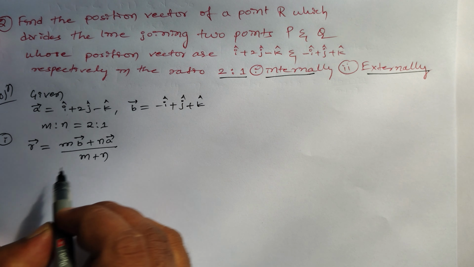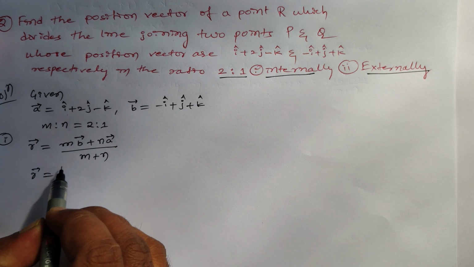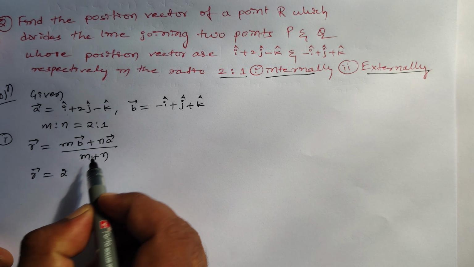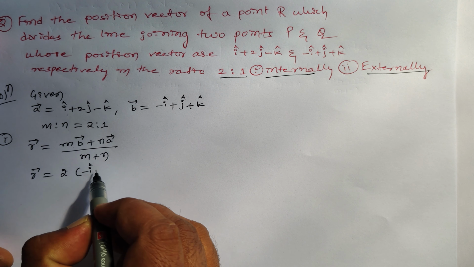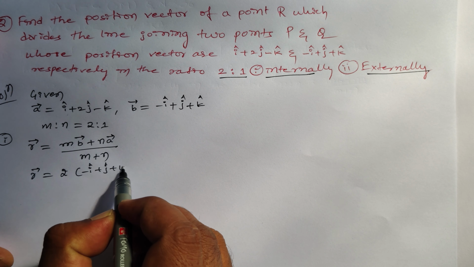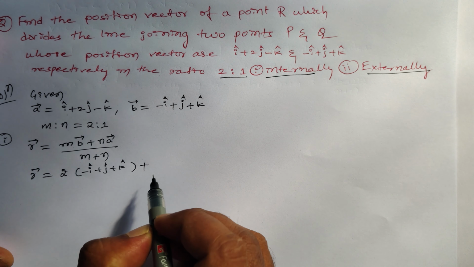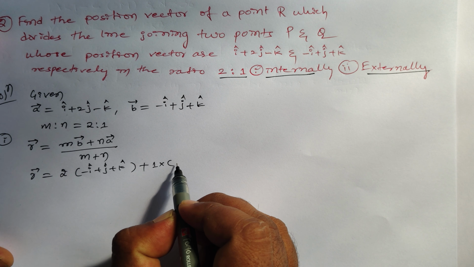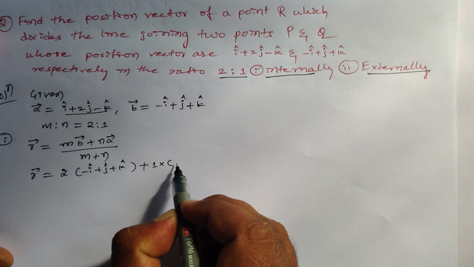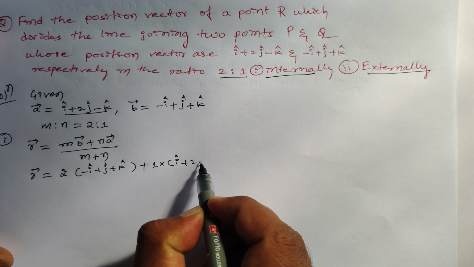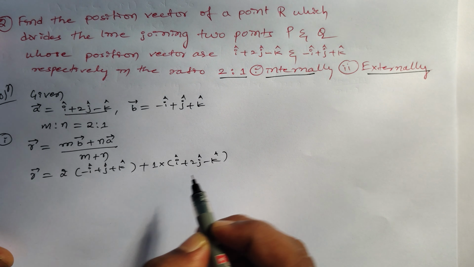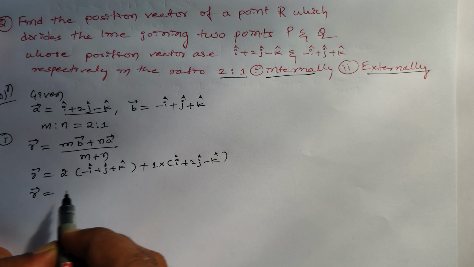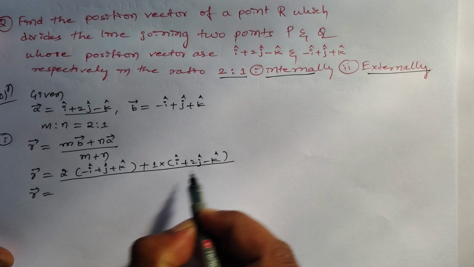Substitute here. Then R vector is equal to, what is m? The value of m is 2. What is B vector? Minus I plus j plus k cap, plus, what is n? n is 1, 1 into A vector. Okay, what is A vector here? I plus 2j minus k cap. Okay, right. Then R vector is equal to, divided by what? m plus n. That means what?